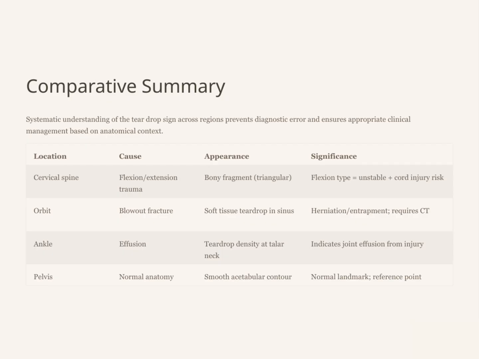In the ankle, the presence of an effusion appears as a teardrop density at the talar neck. This is an important indicator of joint effusion resulting from injury, guiding us toward appropriate treatment to address the joint trauma. Finally, in the pelvis, normal anatomy is characterized by a smooth acetabular contour. Recognizing this normal landmark provides a reference point, helping us distinguish between normal and pathological findings in pelvic imaging.